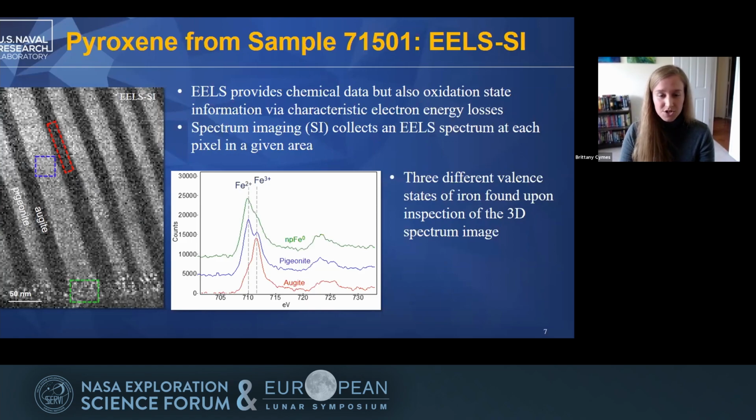EELS tells us not just chemical information, but can tell us about the oxidation state of the elements. And in the STEM, we can acquire what are known as spectrum images, where an entire EELS spectrum is acquired at each pixel in a given area, and this generates a three-dimensional data set. Taking a look at a slice of this data corresponding to the characteristic iron excitation edges, we notice dramatic shifts in the shape and onset of the iron L edge, which correspond to different oxidation states of iron. We found Fe2+ in the pigeonite lamellae, Fe3+ in the augite lamellae, and metallic iron in the nanophase iron particles.